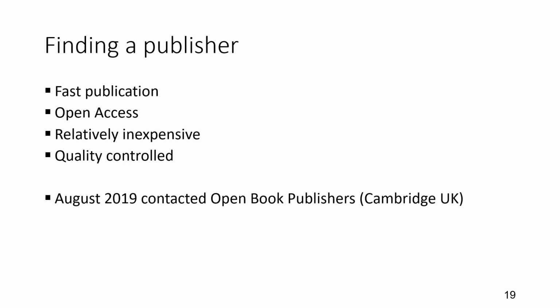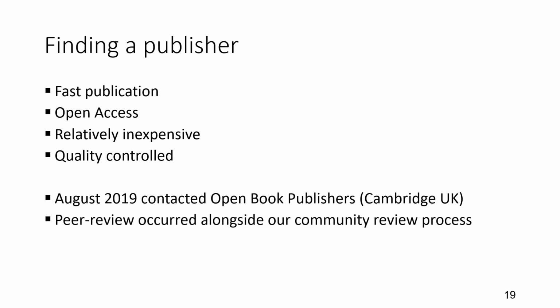But in the end, we managed to find a solution to this problem. In August 2019, we contacted Open Book Publishers, which is a publishing house out of Cambridge, UK. They have a peer review for all the publications that they do. Because of the way we were doing our community peer review, their peer review could happen alongside our community peer review process. In the end, the peer reviewers that we had through them gave fewer comments than some of the community peer reviewers, and were completely happy with the quality of the work as presented, having already gone through some community peer review.